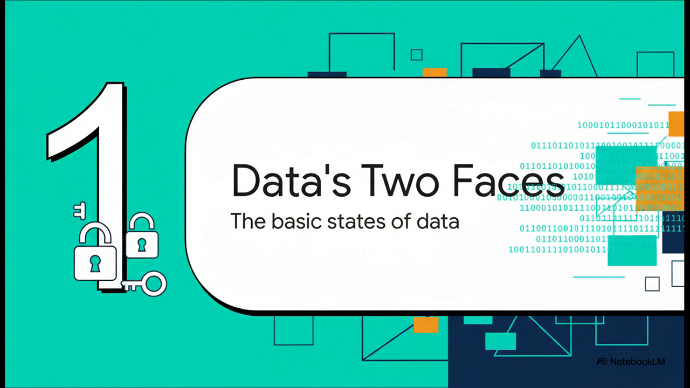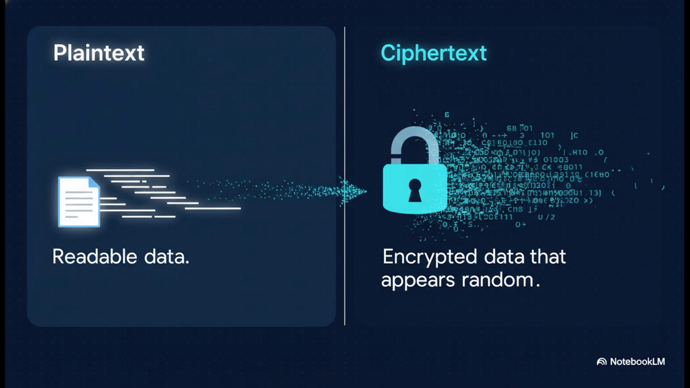Okay, to even begin to unravel that paradox, we need to get one thing crystal clear: the two basic states that our data can be in. It might sound simple, but trust me, this distinction is absolutely critical. It underpins, well, pretty much all of modern cryptography. So on one side, you've got plaintext. This is just data as you know it. It's readable, it's an email, a number in a database, a medical record.